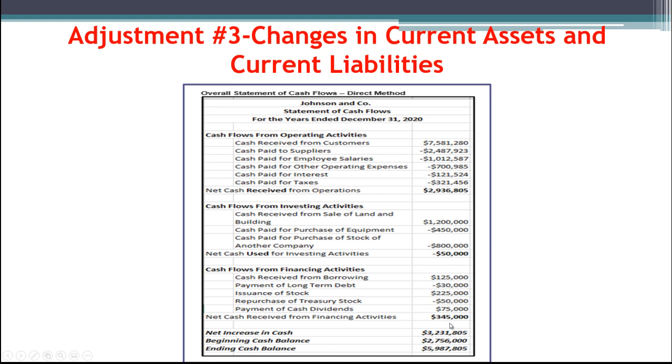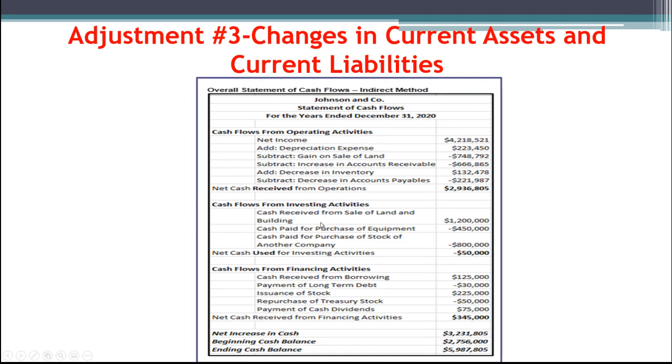So here we had a $3.2 million increase in cash. We add that to the beginning cash balance, and that tells us what the ending cash balance should be. This should certainly match what is on your balance sheet for cash. But again, with the direct method, notice that there's no net income here whatsoever. It's just a list of cash received or cash paid for various purposes. Same with investing, same with financing, cash received, cash paid.